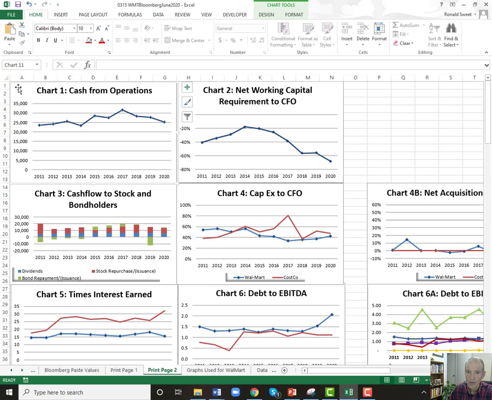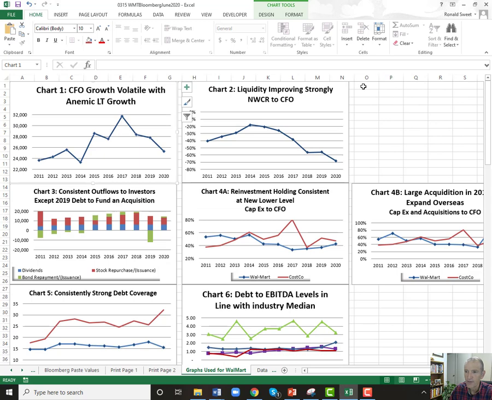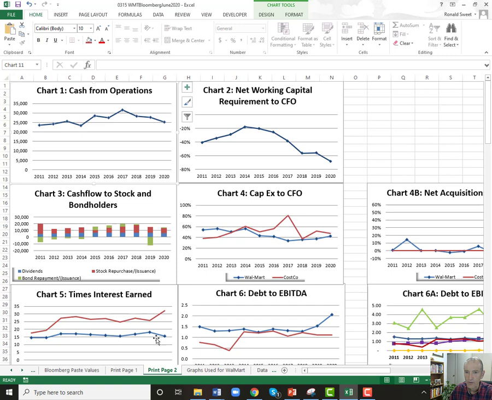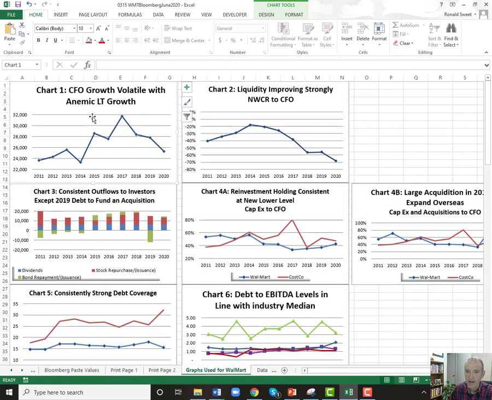So I took this chart 1 and I copied it and I put it on this Graphs Used for Walmart sheet and pasted it right here, and then I changed the axis so that it wouldn't be so much white space, and then I changed the title, and we'll talk about chart titles as we get into this. I changed the chart title so it was more descriptive. The original chart title didn't tell me much. This chart title shows me that their growth in cash from operations is pretty weak.